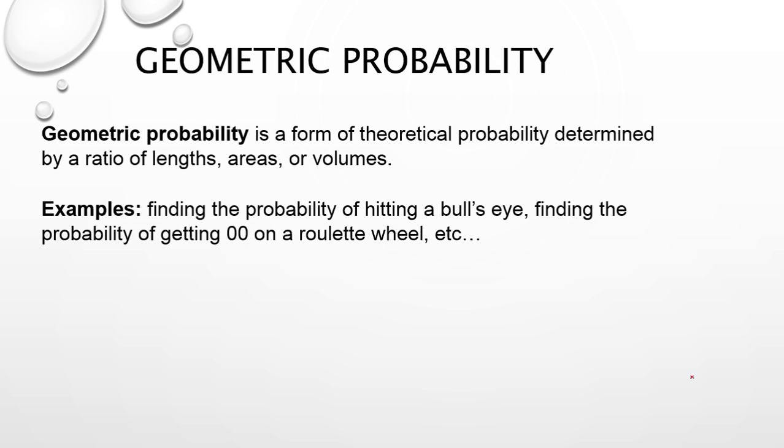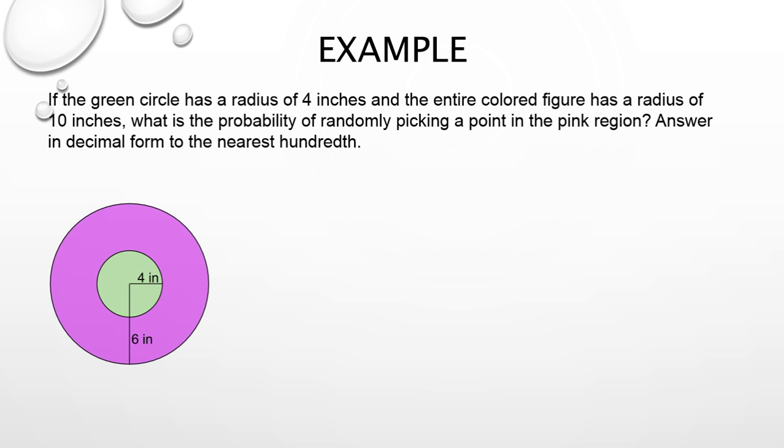For example, probability of hitting a bull's eye on a dart, right? Or gambling, finding the probability of getting 0-0 on a roulette wheel, etc. Alright, here's an example. If the green circle has a radius of 4 inches and the entire colored figure has a radius of 10 inches, what is the probability of randomly picking a point in the pink region? So answer in decimal form to the nearest hundredth.